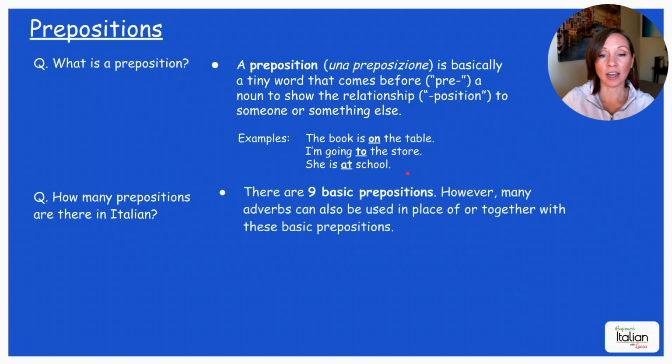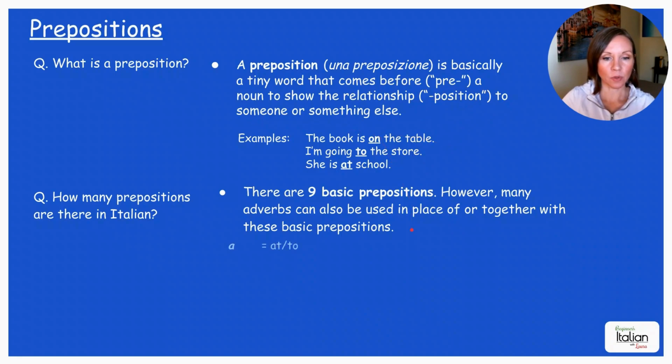Okay, how many prepositions are there in Italian? There are 9 basic prepositions. However, many adverbs can also be used in place of or together with these basic prepositions. Okay, so this category can be much bigger if you include all the adverbs and other things that can be used also to describe the position to someone or something else.